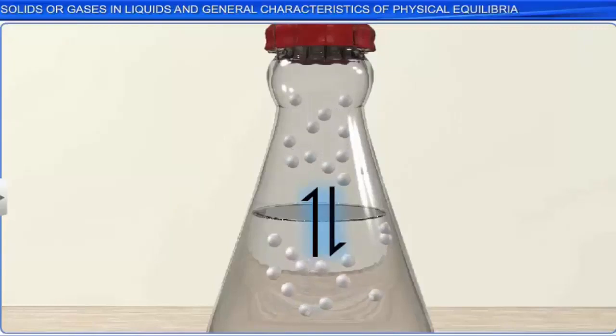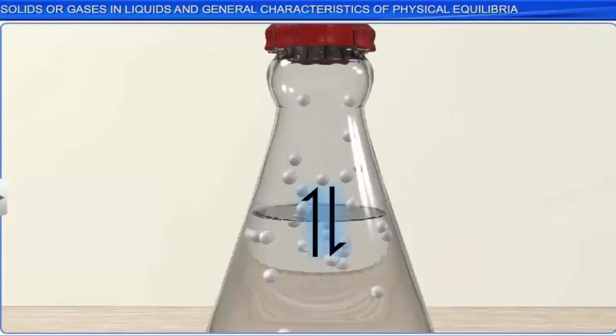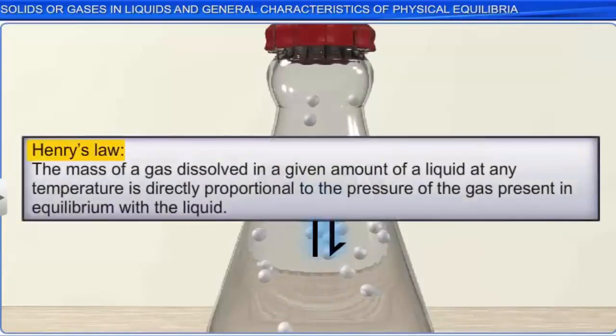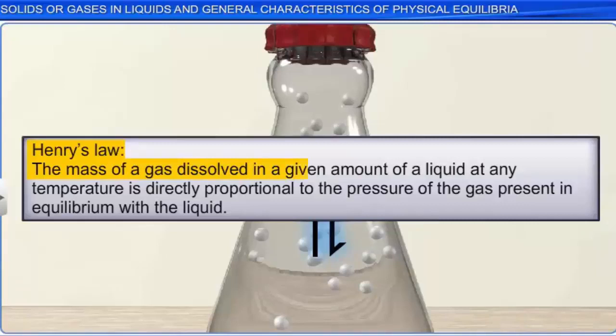This equilibrium is governed by Henry's law, which states that the mass of a gas dissolved in a given amount of a liquid at any temperature is directly proportional to the pressure of the gas present in equilibrium with the liquid.